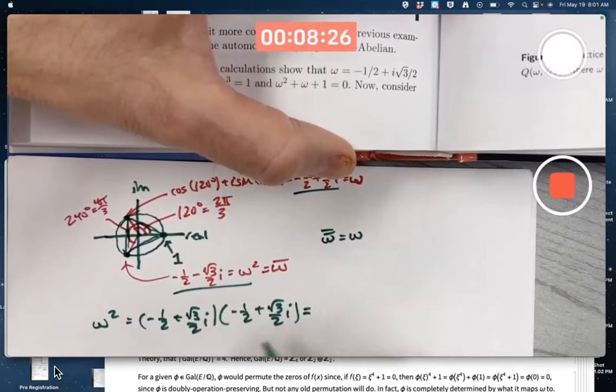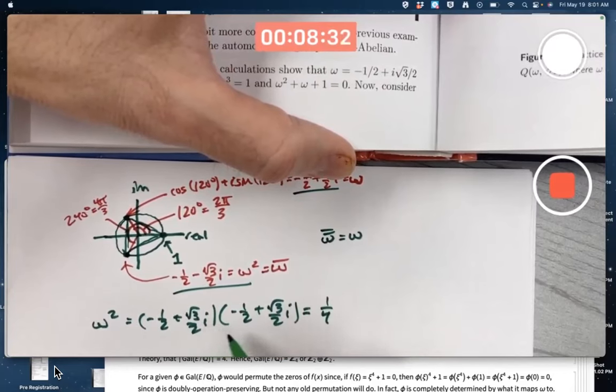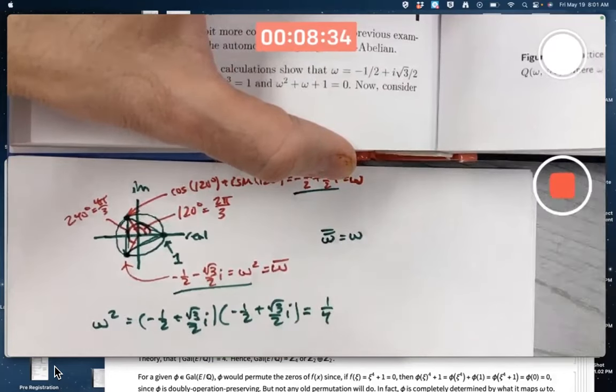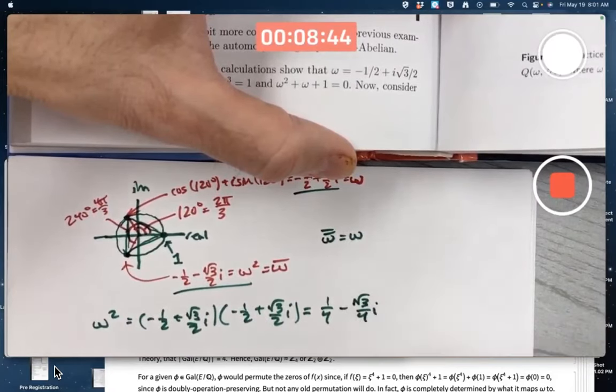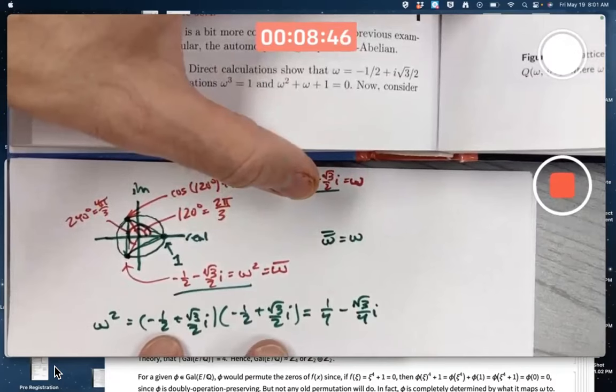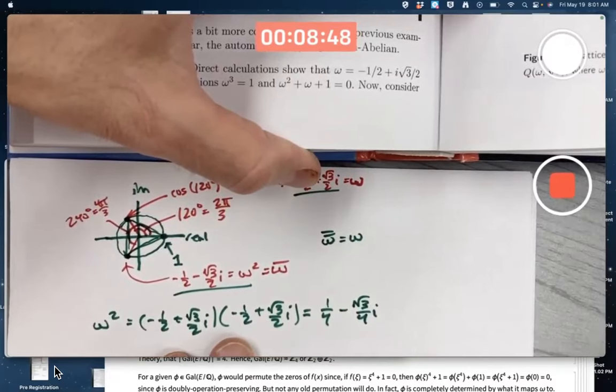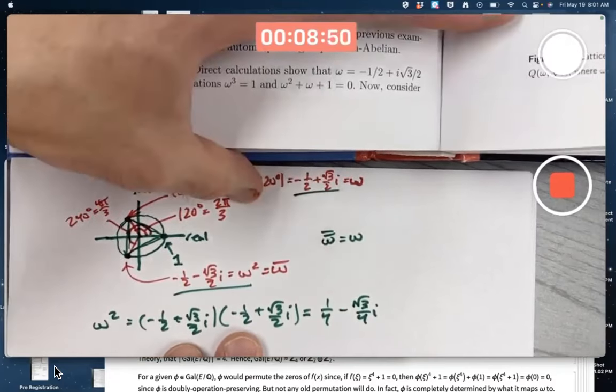FOIL it out. -1/2 times -1/2 is +1/4. The outside times outside and inside times inside terms are not going to cancel here. I was thinking it was the complex conjugate. They're not going to cancel here. You have to actually write them. Outside times outside is going to be -√3/4 i, right? Product of these two things. And inside times inside's not going to cancel. It's going to be the exact same thing.